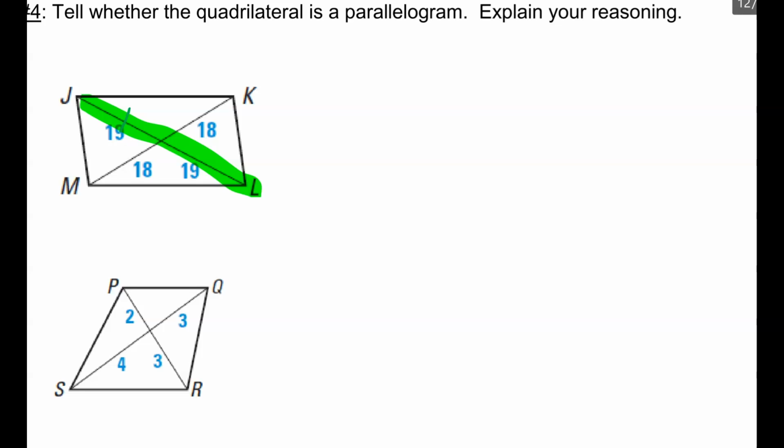I noticed that 19 is equal to 19. Good. Let's look at the other diagonal. We have 18 and 18. So yes, this is a parallelogram. It's a parallelogram because the diagonals bisect each other.